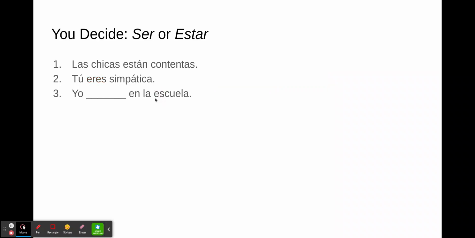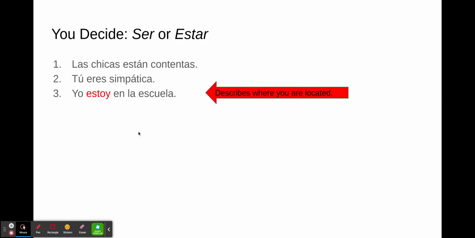Next sentence. Yo, something, en la escuela. Should I use ser or should I use estar? You would be correct if you said estar. Yo estoy en la escuela. This sentence is describing where you are located, in this case, at school.